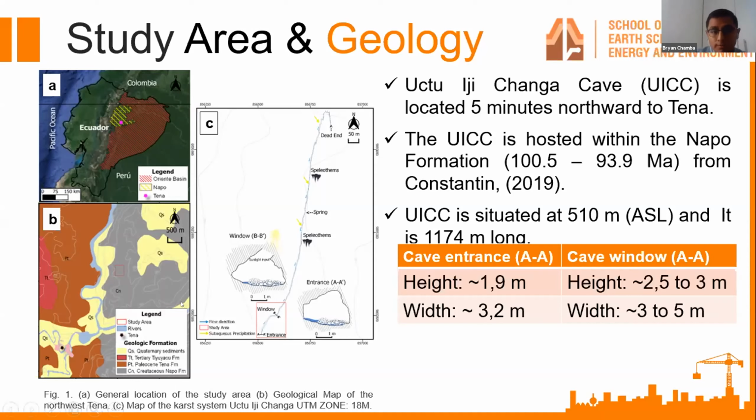About the cave features, the Uctuijichanga cave is situated at 510 meters above sea level, and it is 1,174 meters in length. About the cave features, we have defined 2 main rooms. First, we have the cave entrance that is approximately 1.9 meters in height and approximately 3.2 meters in width. About the cave windows, it is a little bigger with a height of approximately 2.5 to 3 meters with a width of approximately 3 to 5 meters.